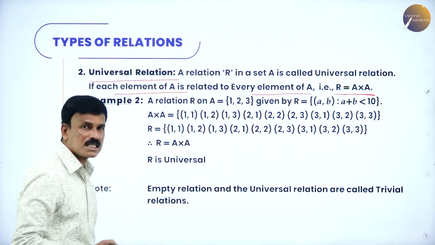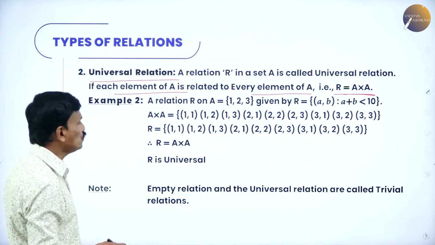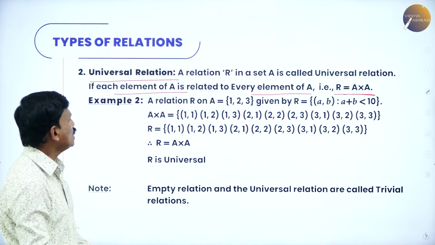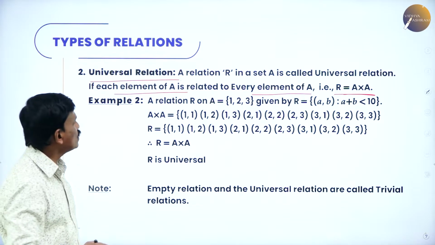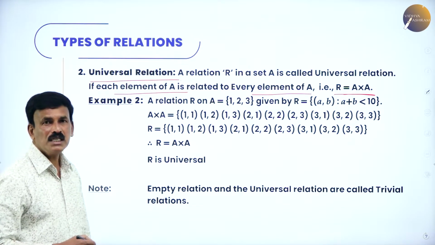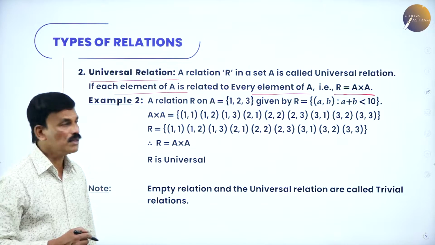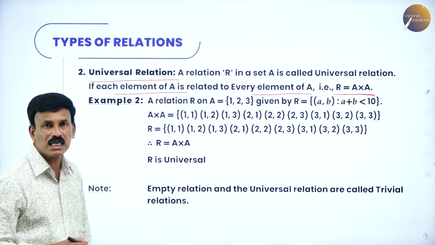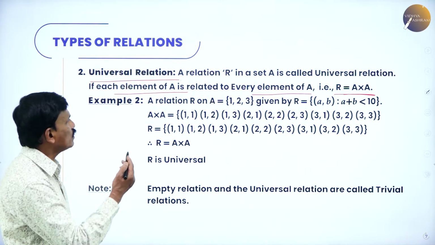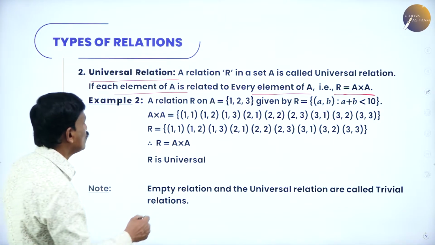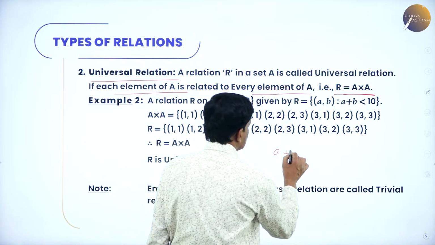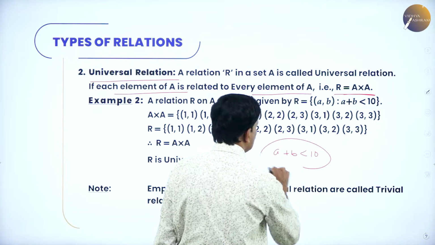Now, let us take an example for a universal relation. A relation on a set A = {1, 2, 3} given by {(a, b) such that the sum of two elements is less than 10}, a + b < 10, is an example of a universal relation. Now, what is the condition given here? a + b < 10, this is the condition.